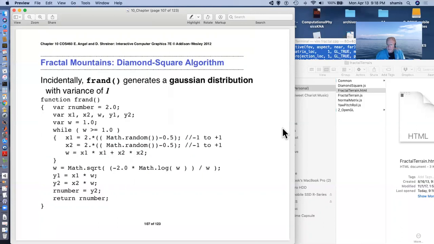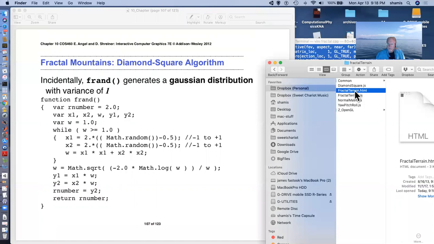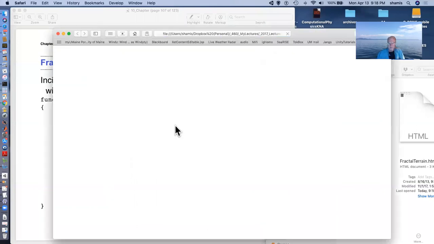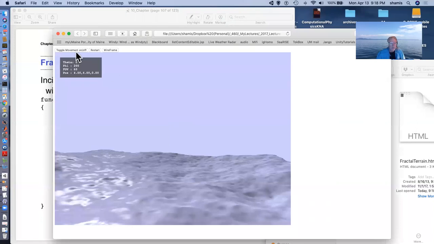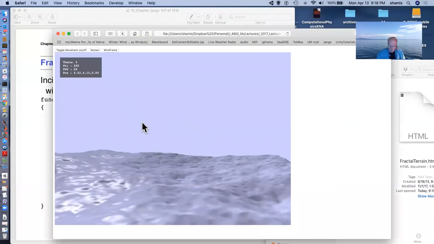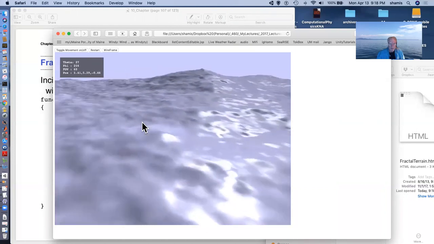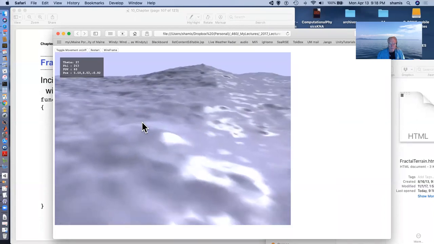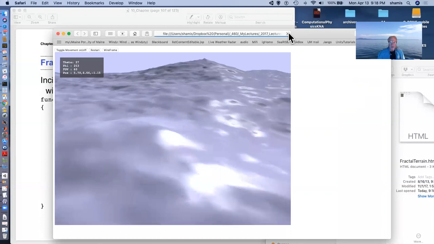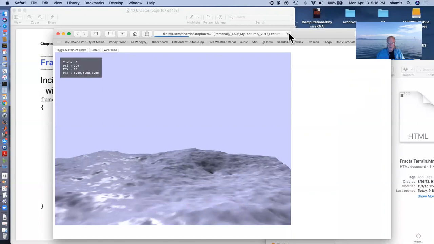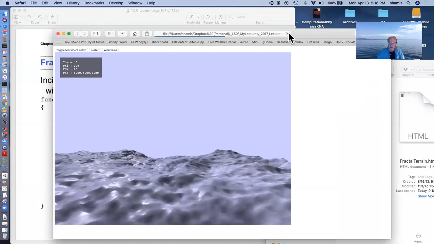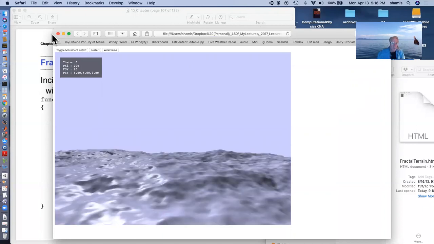So I'll show you the fractal terrain one more time here. This is set up so that I can fly around in the fractal terrain. And it's lit and shaded and has shiny spots. And every time I press this, I'll get a different random terrain. But I'm starting off with the 4 corners of this square and generating random terrains by that diamond square algorithm.